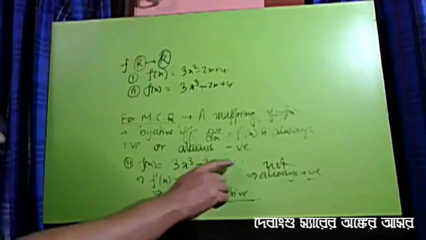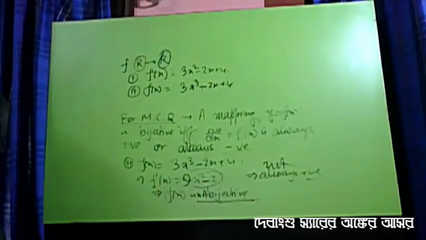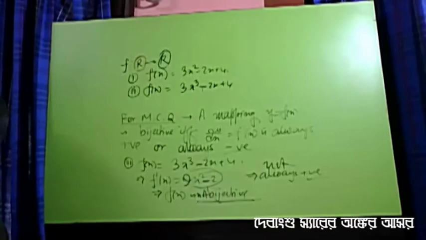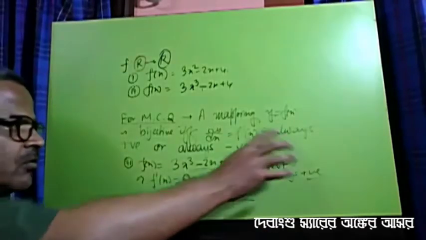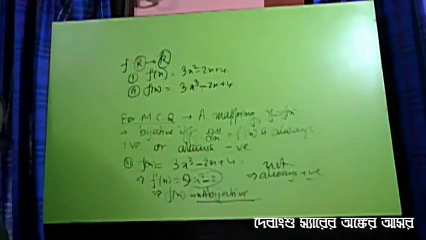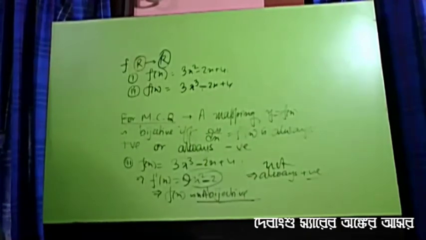Okay, 3x cube minus 2x, its derivative is 9x square minus 2. It may be negative also, and it may be positive also. It is not always positive, not always negative. Clear? The condition is always positive or always negative. So it is not bijective. Clear?